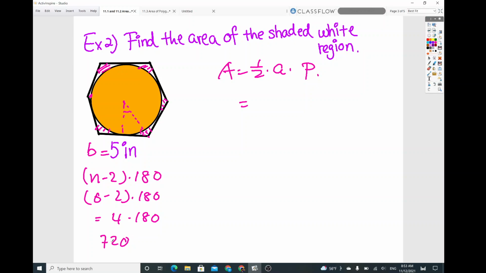Which is 720. Okay, so 720 divided by 6, so we got 120 degrees for each one of those interior angles. So that means this angle here is considered 60, 90, and 30, because half of 120 is 60.